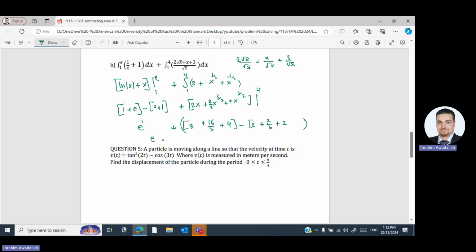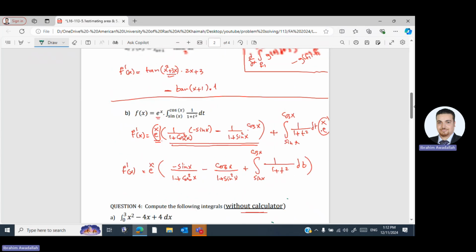8 plus 4, it's 12. So e plus this with this give me 12 plus 16 over 3. This would be 4, so minus 4, and minus 2 over 3. So this and this will be 8, e plus 8, now plus 14 over 3. This will be the final answer. You can simplify it by calculator, I think, but you can make this 13 to make it one number, but still e.